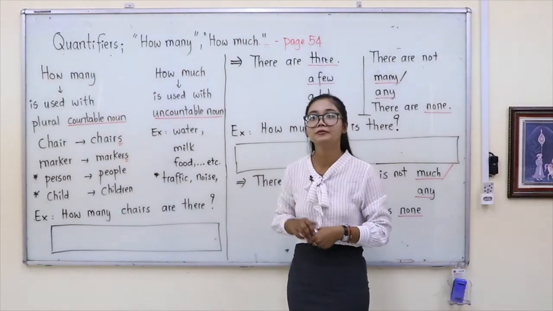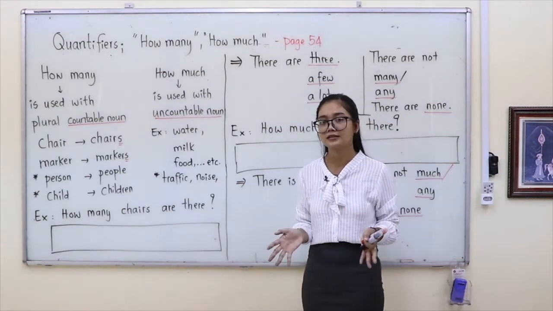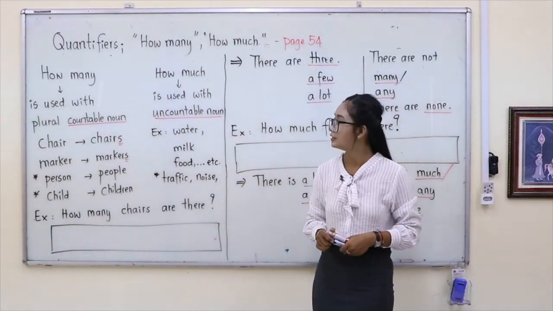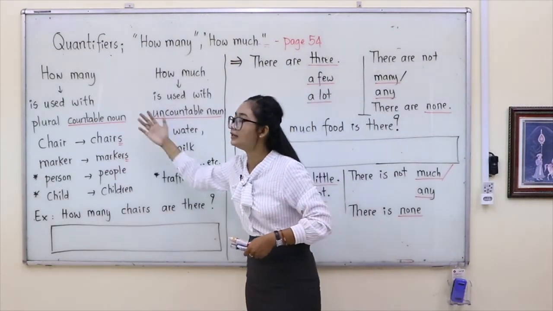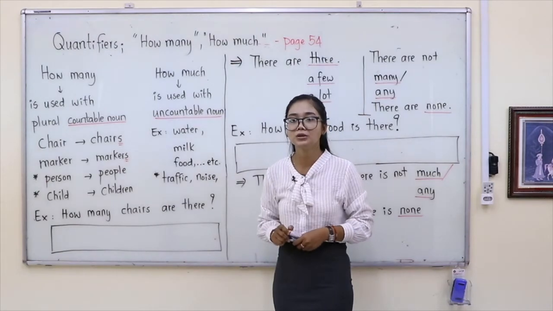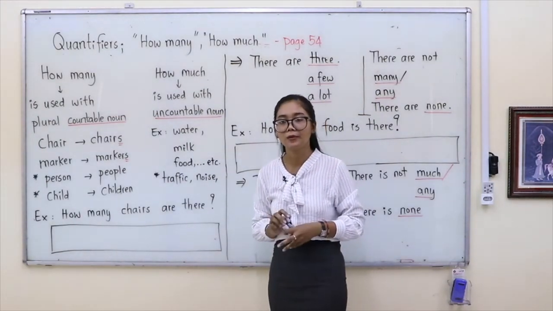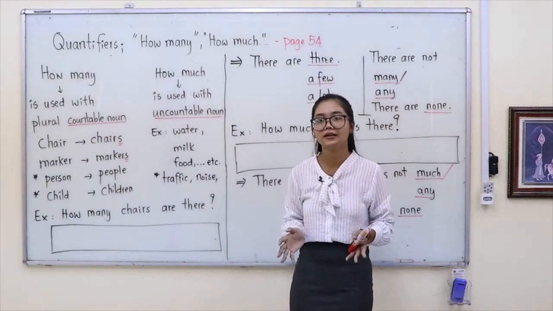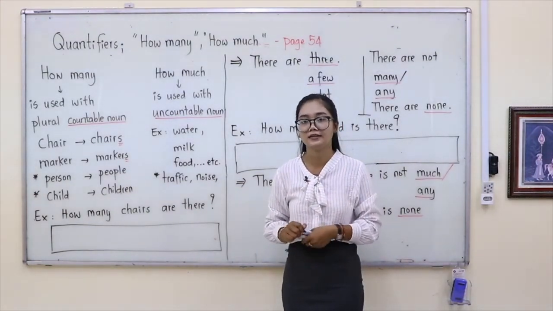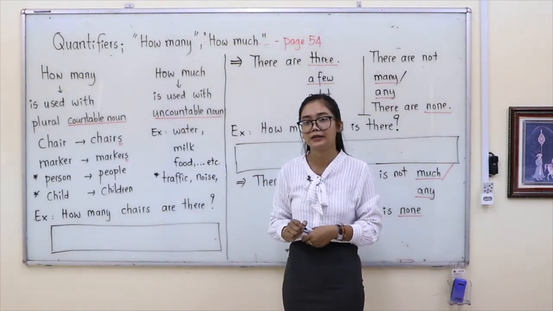But before that, we were talking about the question form of how many and how much. Let's take a short review of how to use how many and how much. You can see from the board here, we use how many with countable nouns. Remember to use plural countable nouns with how many. For example, how many chairs are there in this class? So we use how many with plural countable nouns.